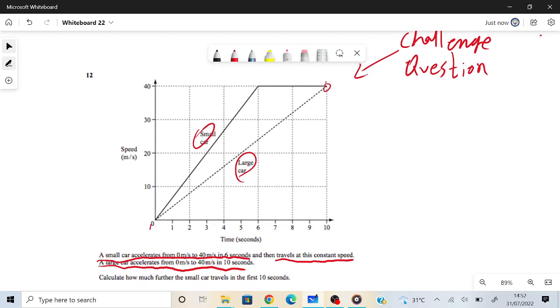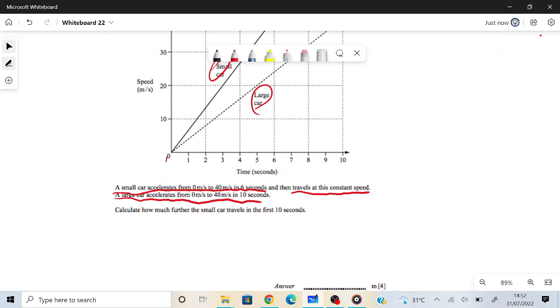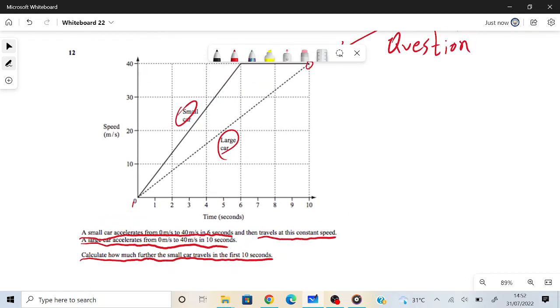Okay, good to know. It now says, calculate how much further the small car travels in the first 10 seconds. It says first 10 seconds, but the time ends at 10, so we're taking the graph as a whole. Now, it asks me to calculate how much further the small car travels. As soon as you see the word travels, you can pretty much estimate that they want us to find something to do with distance. And in a speed time graph, you find distance by finding area under the curve.